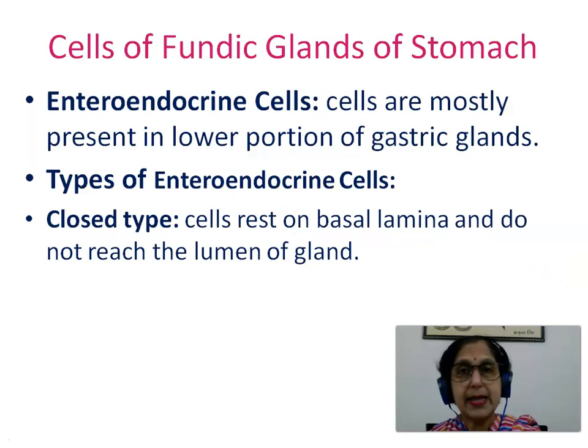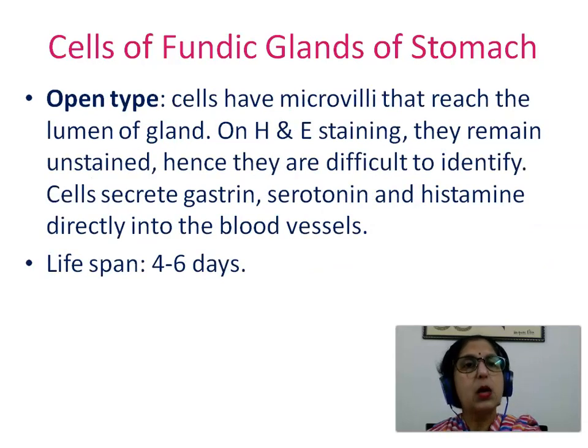Enteroendocrine cells. Cells are mostly present in the lower portion of the gastric glands. There are two types of enteroendocrine cells. Closed type: cells rest on the basal lamina and do not reach the lumen of the gland. Open type: cells have microvilli that reach the lumen of the gland. On H&E staining, they remain unstained, hence they are difficult to identify. Cells secrete gastrin, serotonin and histamine directly into the blood vessels. Lifespan of these cells is 4 to 6 days.